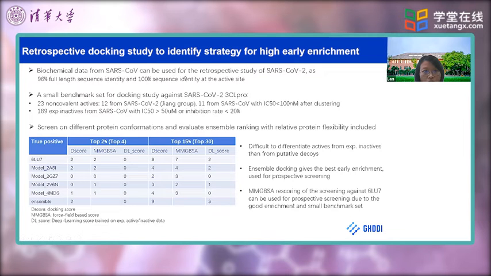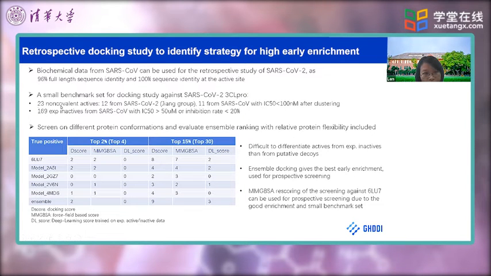3CL protease. So the biochemical data from historical studies on the SARS-CoV 3CL protease can be used relatively reliably for the retrospective study of SARS-CoV-2 3CL protease. Considering the high sequence similarity, and especially for the binding pocket, all the residues are almost the same. So we construct a small benchmark set for the docking study.